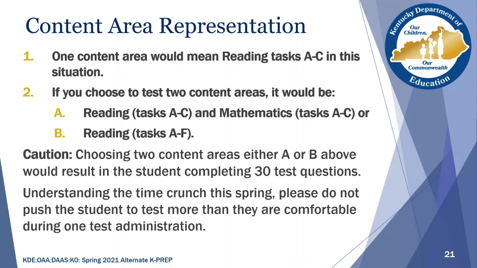The reason we are being so specific to how much a content area represents is that we want to test students who are in person during the test window if we possibly can. However, we also want everyone to understand that if an entire content task, A through F, was completed at one setting, that would be 30 questions for that student to complete. Another example is if task A through C for reading and task A through C for mathematics were administered in one setting, that would also be 30 questions for one administration.